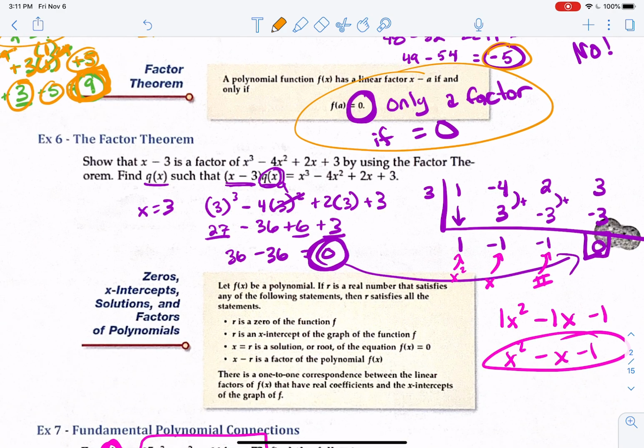So down here, show that x minus 3 is a factor of this function. We did that first by setting that equal to 0, so that means I'm plugging in a positive 3 into this function, and when I plug in a positive 3, I get 0 as my answer. And then it says find q of x so that x minus 3 times that q of x gives me this function. Or in other words, to get q of x, I'm just dividing by x minus 3.